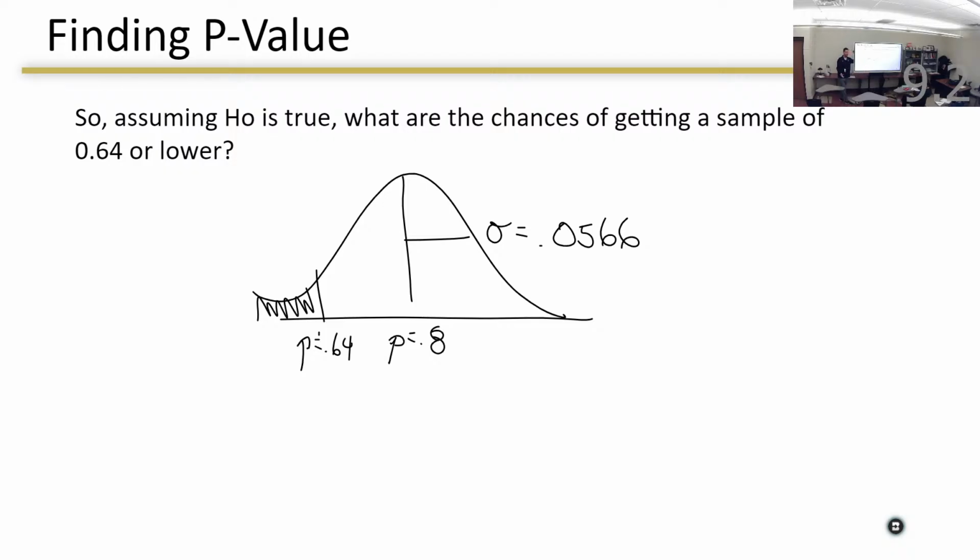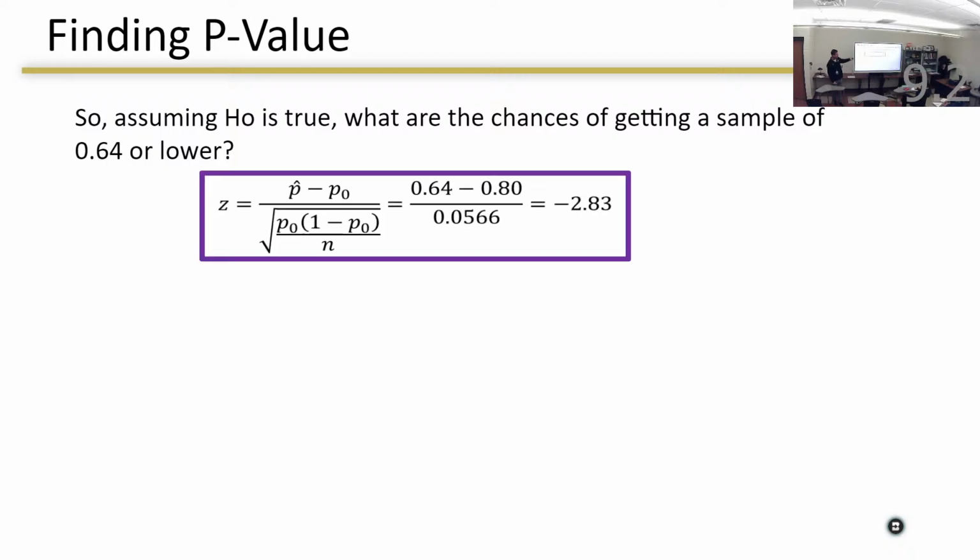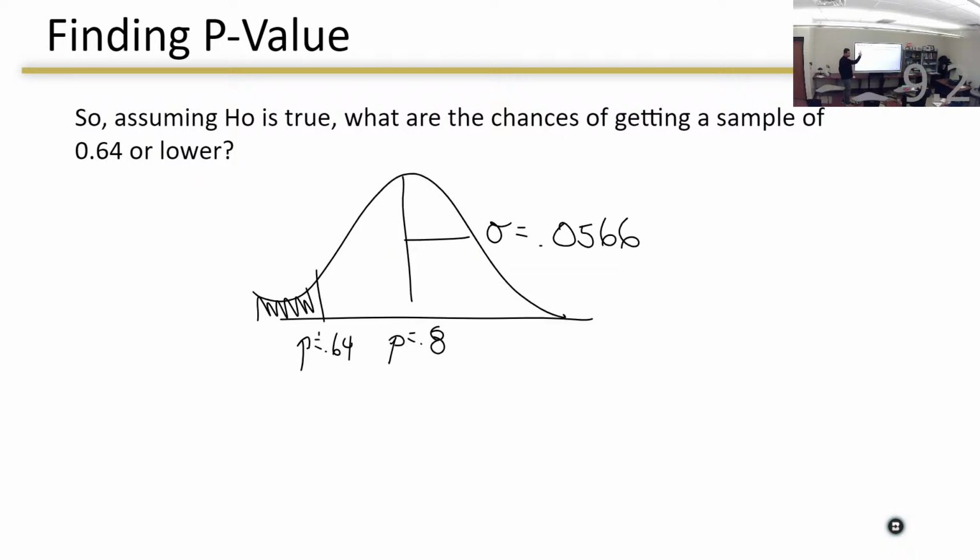Sorry, not negative 0.64, it's 0.64, with that mean and that standard deviation. Good enough with all that? So it wasn't negative, it's 0.64. Okay? Good enough. That's what that distribution is.